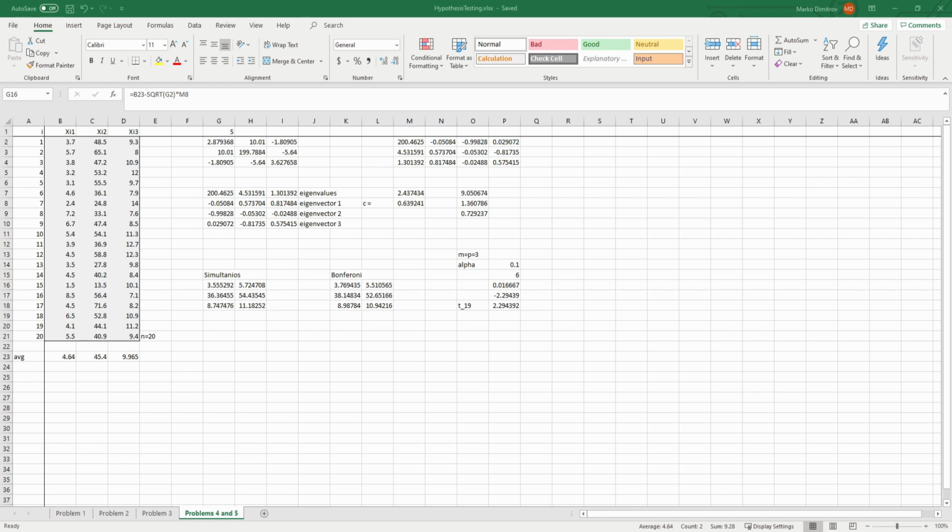So just a quick summary of the first part: we compute eigenvalues and eigenvectors in R. In general, sometimes you might need to compute them by hand, but it is not convenient to do so. Then we import the eigenvalues and eigenvectors of S into Excel just to find our constant C as well as this length. And then we just compute simultaneous and Bonferroni confidence intervals using what we previously said.